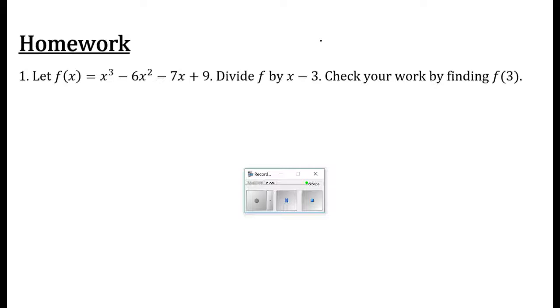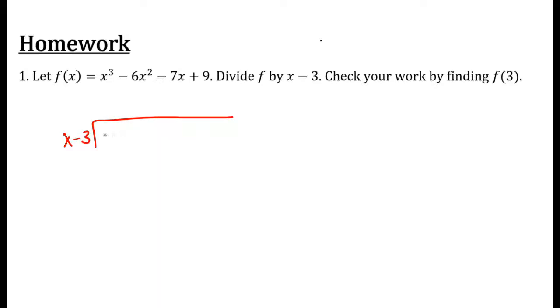So number one here says, let f of x equal x cubed minus 6x squared minus 7x plus 9. Divide f by x minus 3. So we're going to divide f by x minus 3. I believe in the last video, I ended with reverse tabular, which means I will use long division this time.